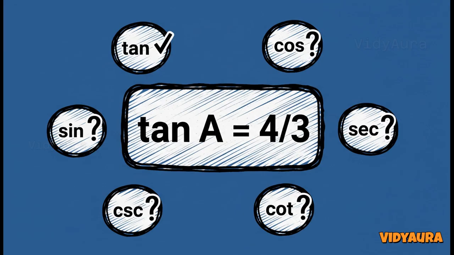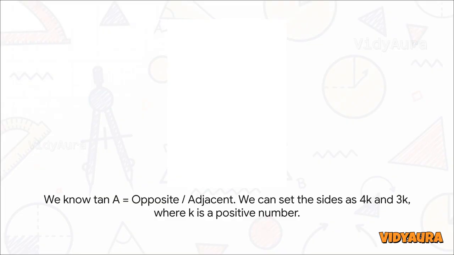So where do we even begin? Well, the first step is to use the information we have. We know that tan A is opposite over adjacent, so we can draw a triangle and label the opposite side as 4k, and the adjacent side as 3k.